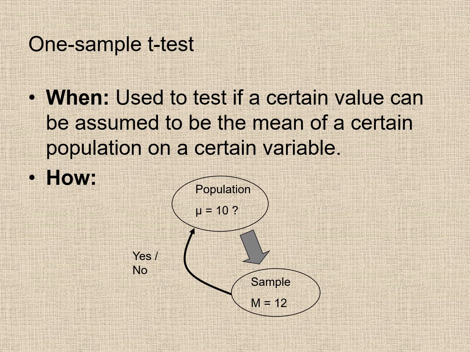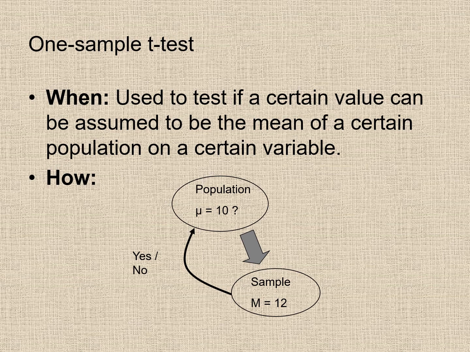Okay. So now I will present examples of inferential statistics. Let's have a look at three different t-tests. We will have a look at the one sample t-test, independent samples t-test, and paired samples t-test as examples of inferential statistics. If we start with the one sample t-test, when do we use this?